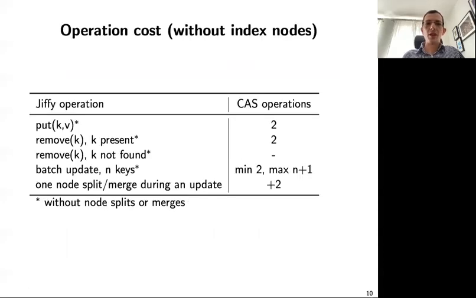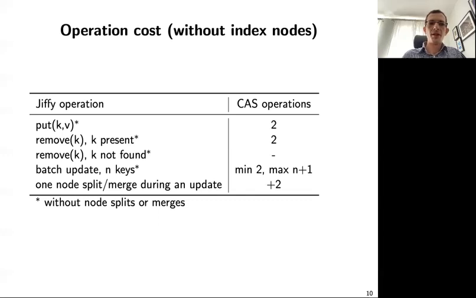So here you can see how many compare and swap operations are needed to perform put and remove operations, as well as batch updates consisting of n operations. A simple put operation requires two compare and swap operations, one to add a revision to the list under some node, and then one to replace the optimistic version number with the final one. We have to perform similar operations when we want to remove a key that is present in the index. When the key is not present in the index, no changes to the index are necessary.